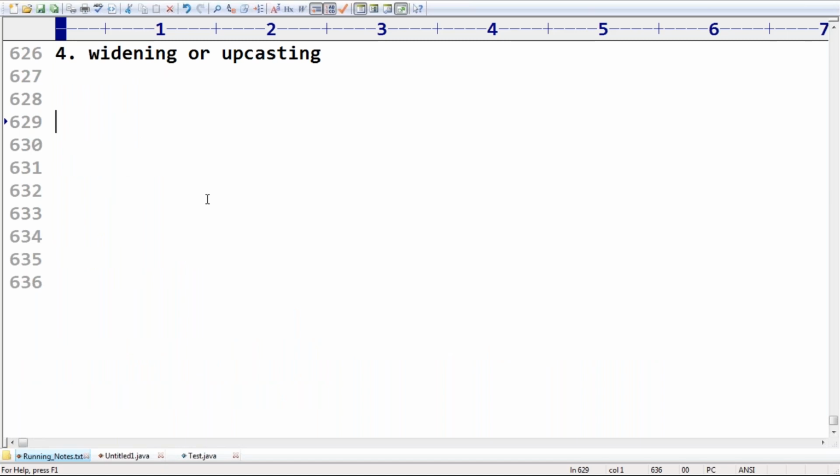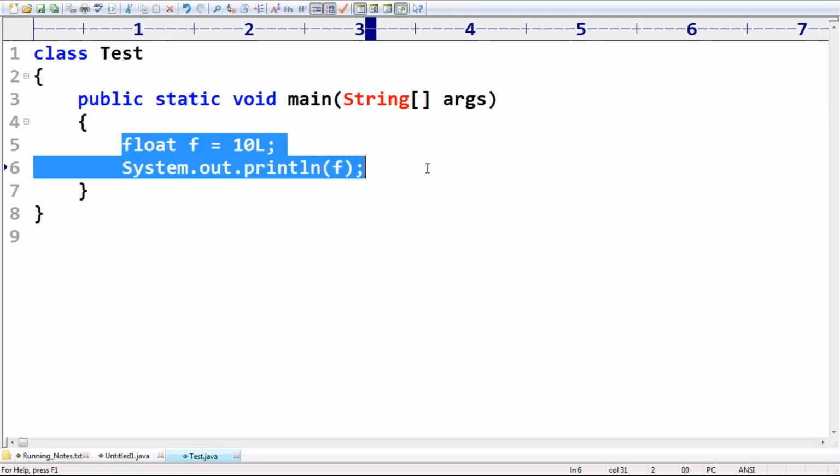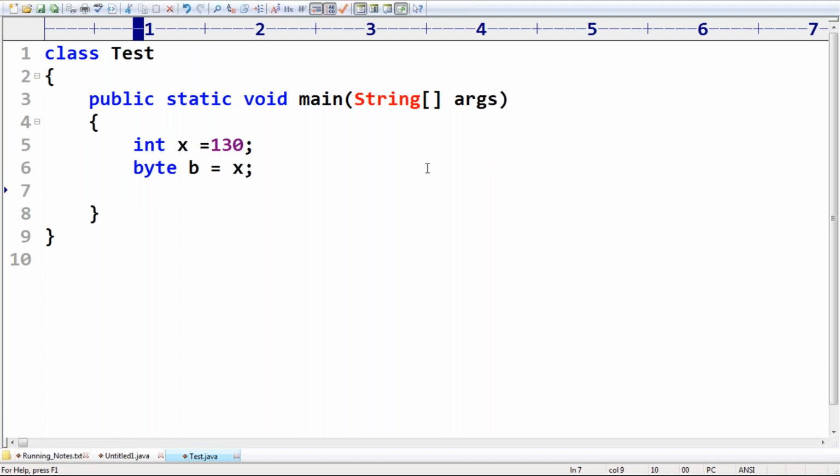Well, now sometimes what will happen is, just observe carefully, I have a byte value, sir, and I have an int value. Assume int x is equal to 130. Now I want to take byte b is equal to x, and System.out.println of b. Can you please tell, is it valid or invalid? Invalid.